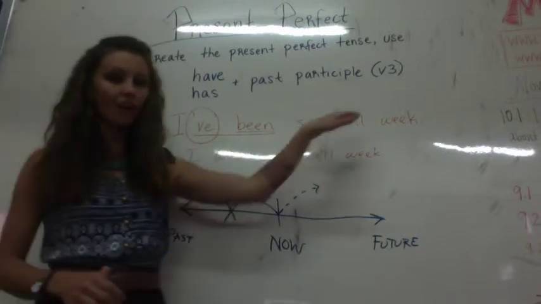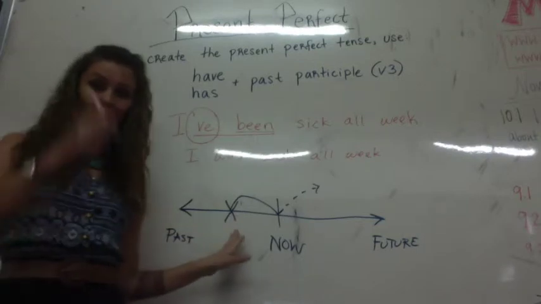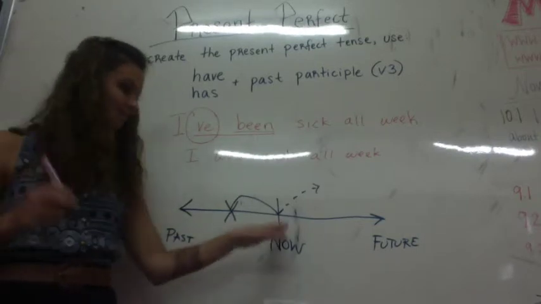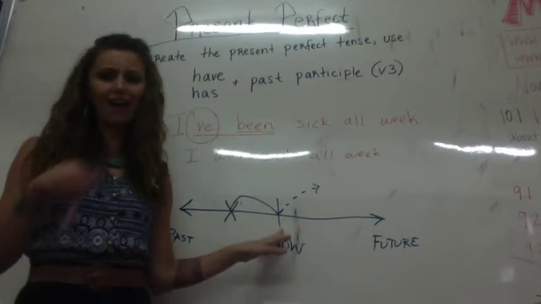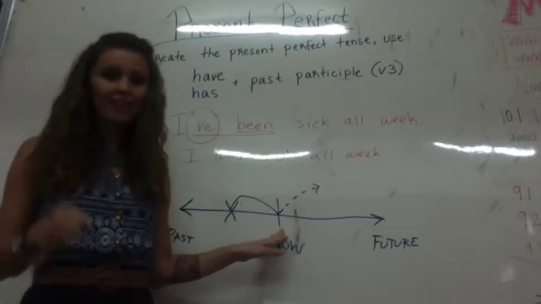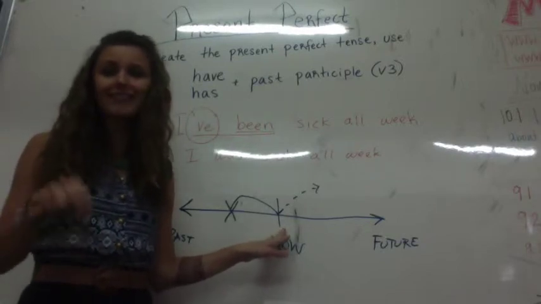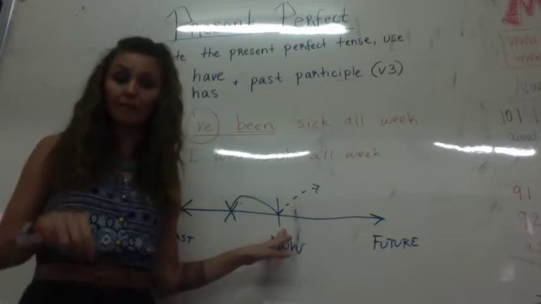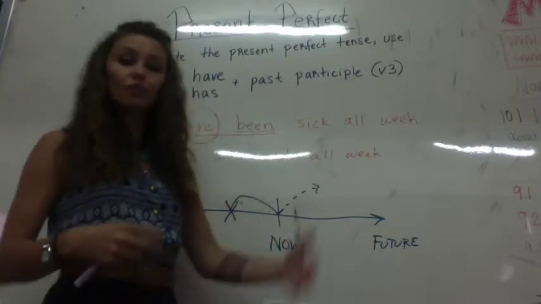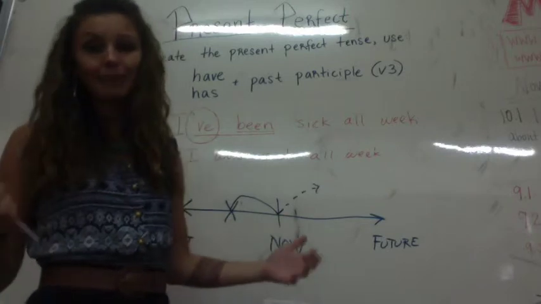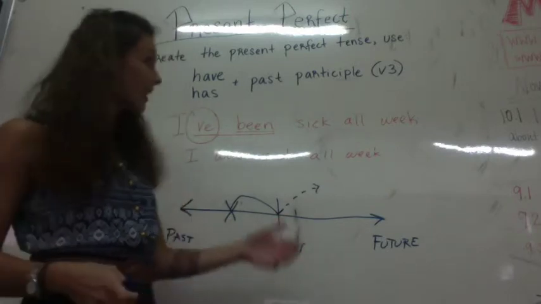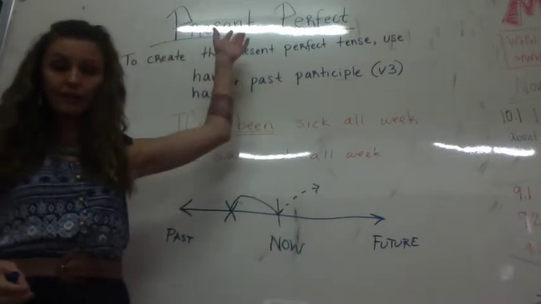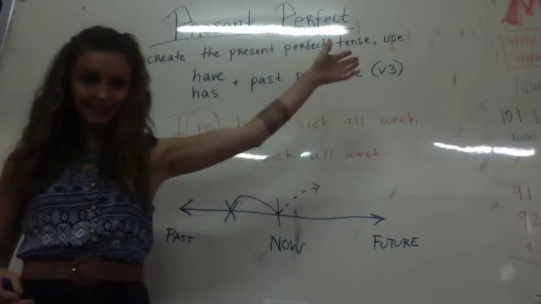I've been sick all week. It started at the beginning of the week. I'm still sick now. And I'm not going to miraculously get better at this very instant. I wish I was, but I'm not. I'm probably going to continue being sick for the next day, maybe a couple of days, and that's why I'm using the present perfect tense.